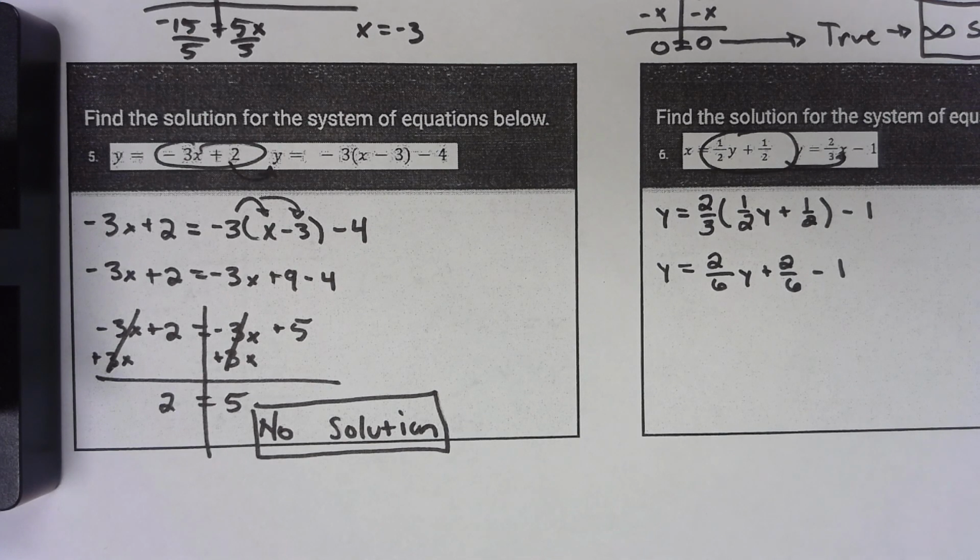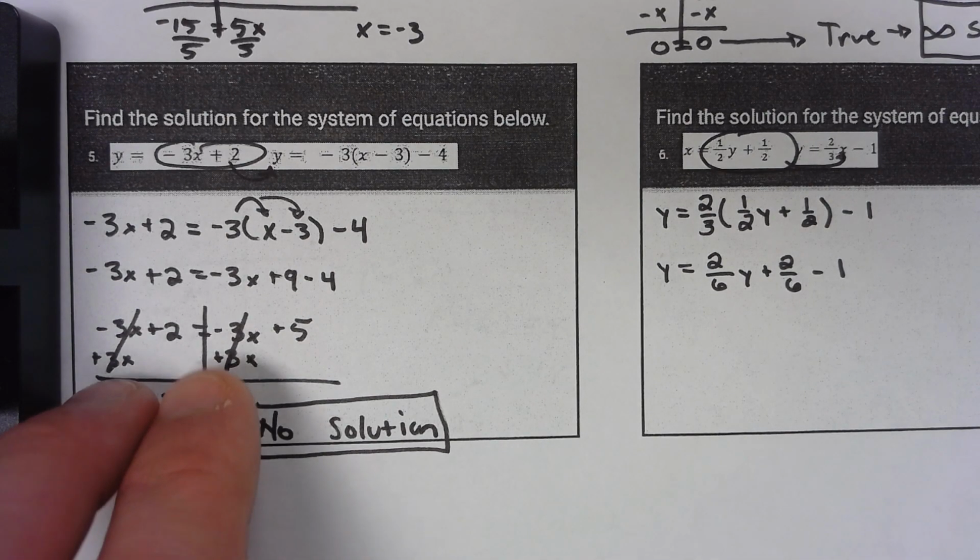So again, that's the last decision you need to make. If it's false, it's no solution. If it's true, it's infinitely many solutions. Okay, and what does that tell us about these lines? What's the relationship between them? If we say no solution, what do we know about these lines? They're parallel. Good. Yeah, you're right. Yeah, they're parallel. Okay, awesome.